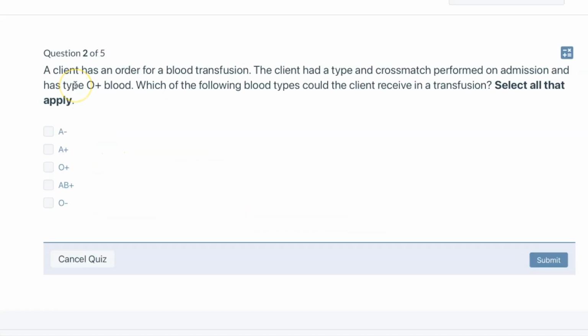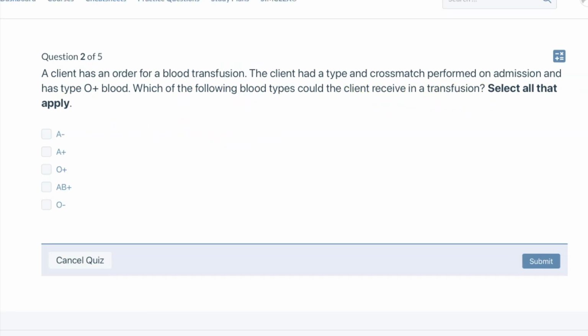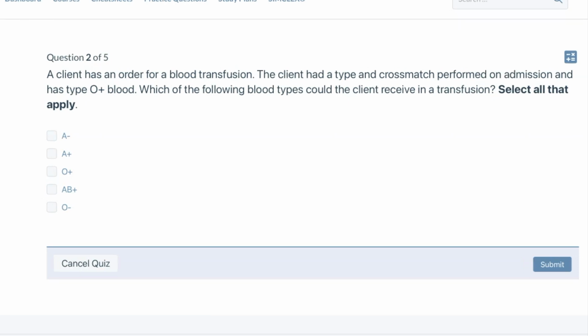A client has an order for a blood transfusion. The client had a type and cross-match performed on admission and has type O positive blood. Which of the following blood types could the client receive in a transfusion? Select all that apply. Blood types O are the universal donors, but they are not the universal recipient. The universal recipient is type AB positive blood.